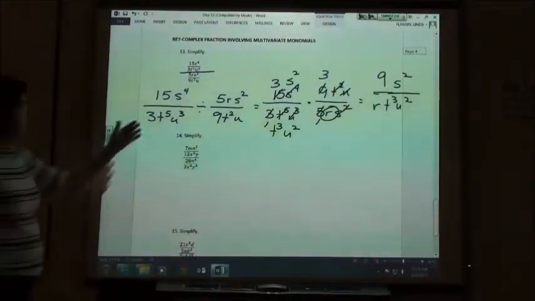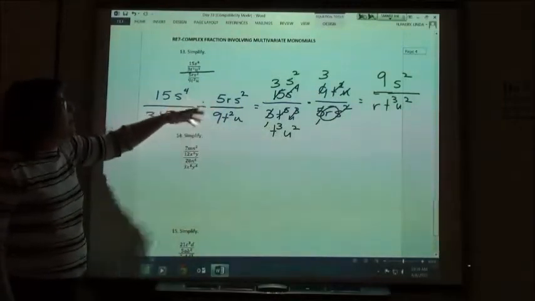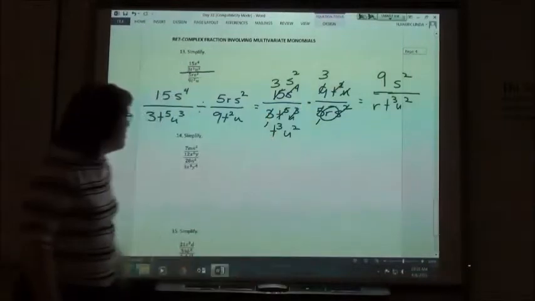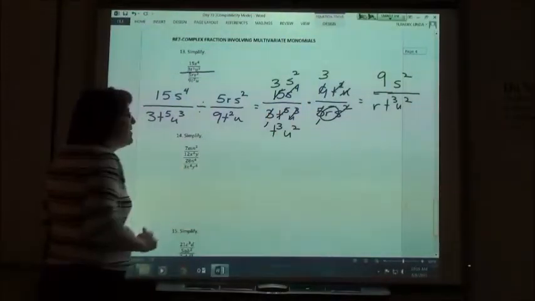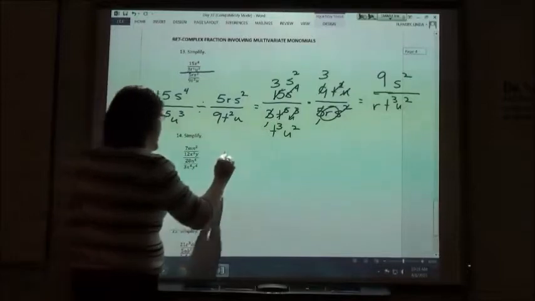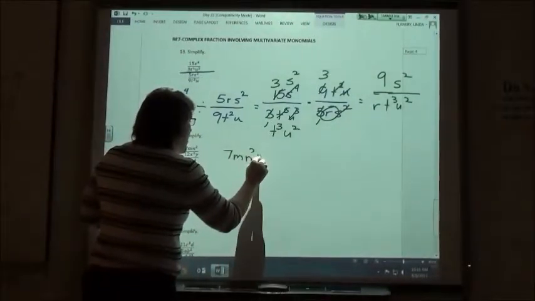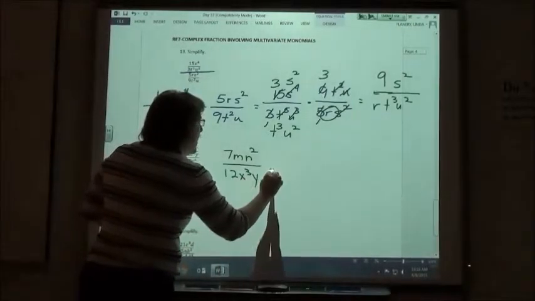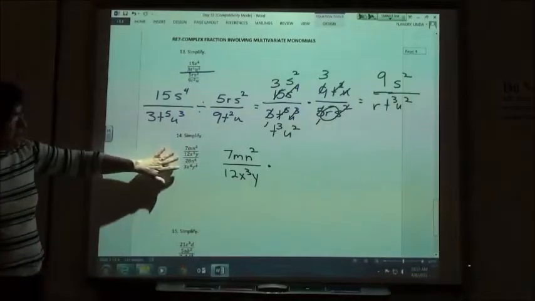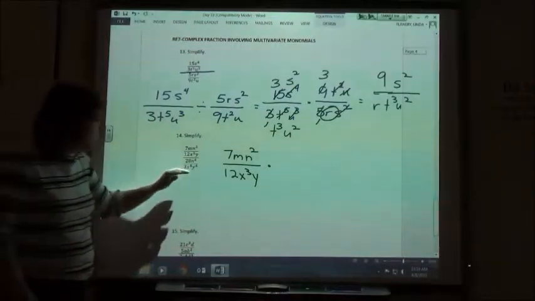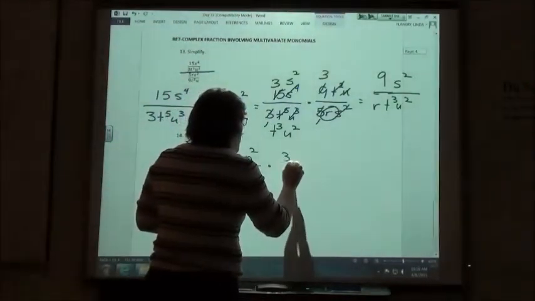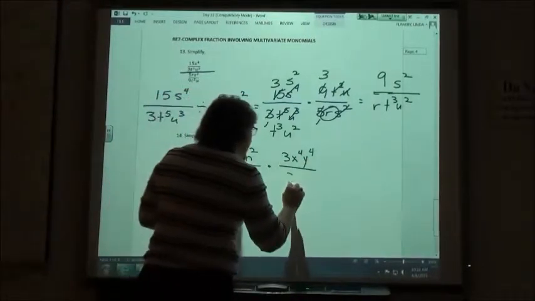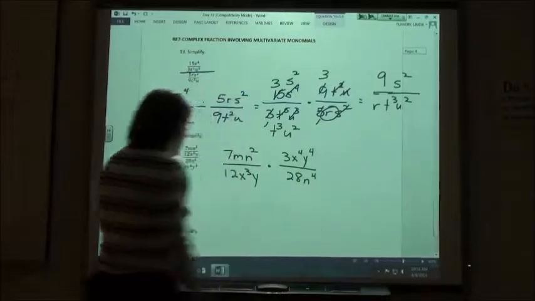So probably, is it really necessary to write this step down? Probably not, because hopefully now you know that that's a dividing problem, and we're just going to invert and multiply. So on number 14, if we just go to that, we are going to take 7mn squared over 12x to the 3rd y times the reciprocal of the denominator, so 3x to the 4th y to the 4th over 28 n to the 4th.